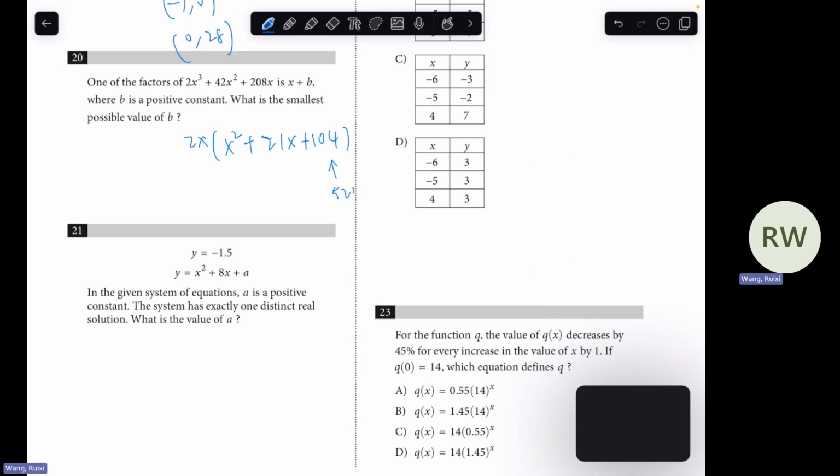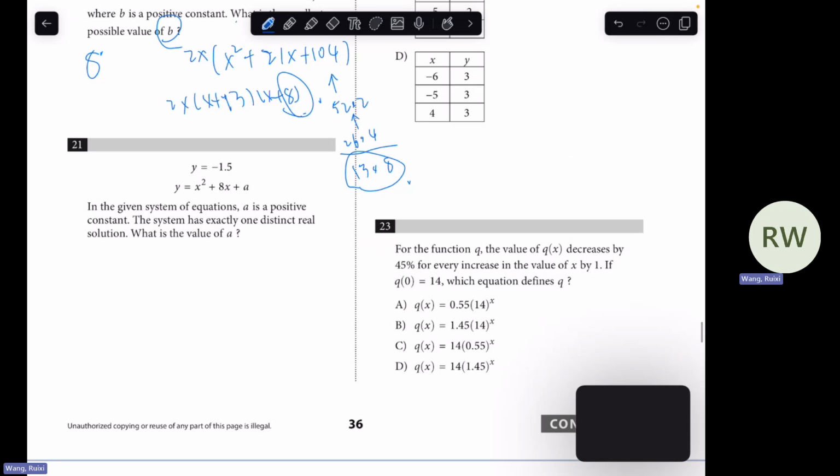And 52 times 2, and then it's 26 times 4. It's still not the same as 21. So let's try one more time. So it's 13 times 8, right? So now we have 21, right? So 2x, x plus 13, x plus 8. The smallest possible value of b is going to be 8. Okay.